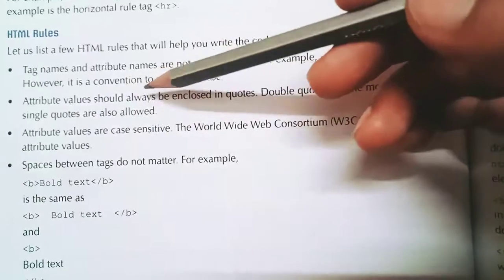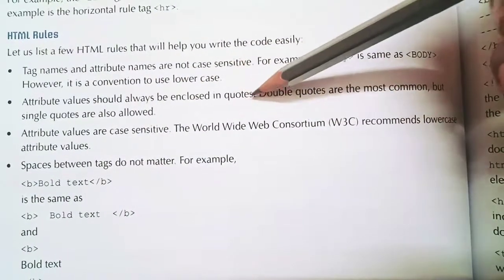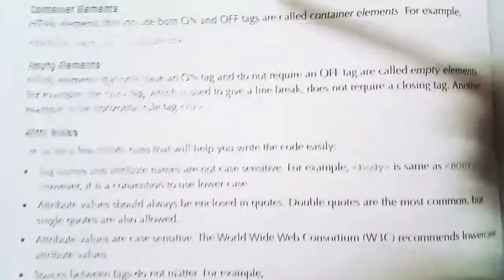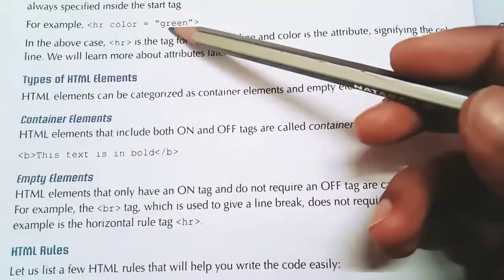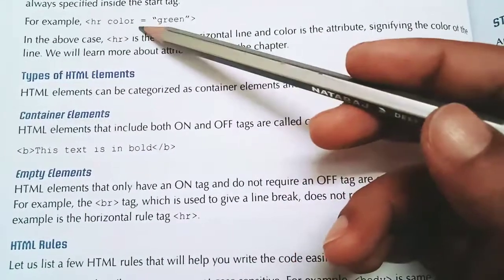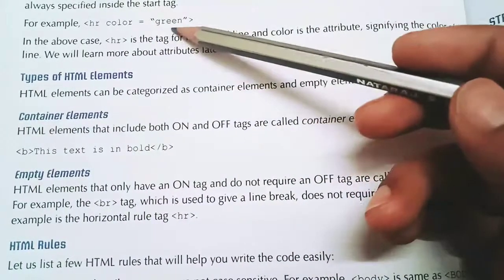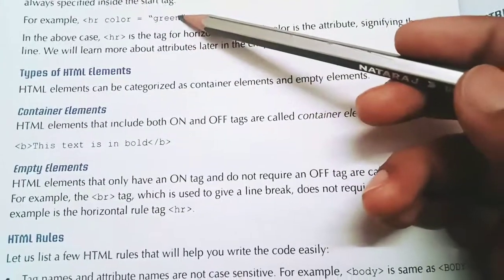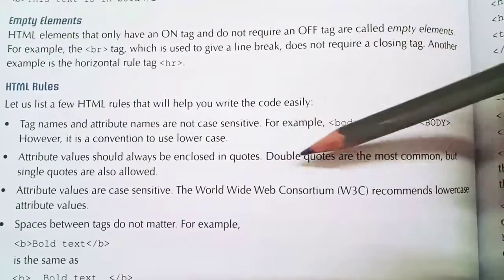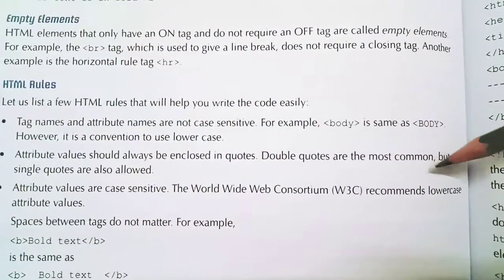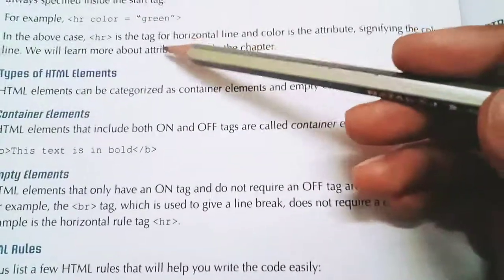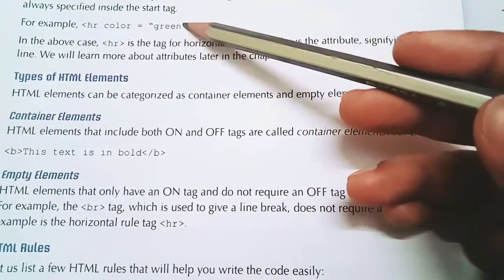Second point, attribute values should always be enclosed in quotes. Attribute values, that means what you just saw here, the value green. This is the attribute color in HR color, and the value of this color is green. It should always be inside the inverted commas, that means enclosed within quotes. Double quotes are the most common, but single quotes are also allowed. So instead of the double quote, you can give a single quote also.